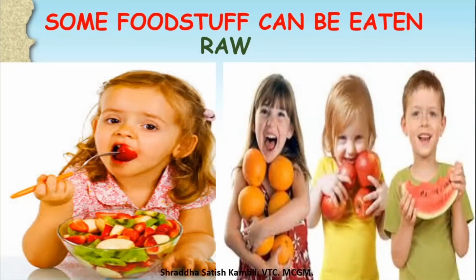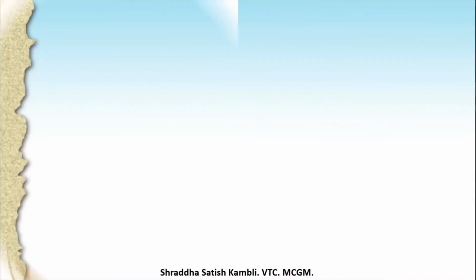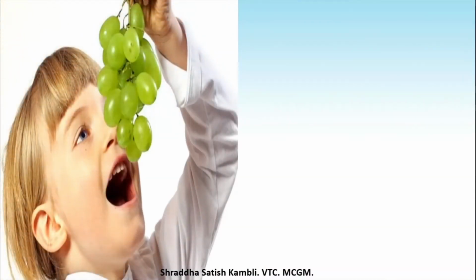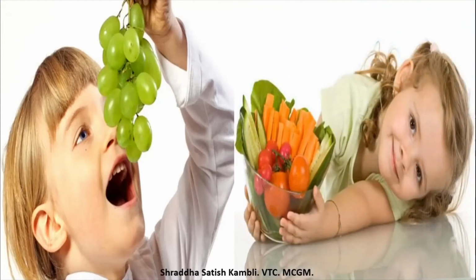See here. Apples and watermelon and oranges, they can be eaten raw. So some foodstuffs can be eaten raw. What about some other foodstuffs here? See, these are grapes, a bunch of grapes. You can just eat them raw, isn't it? Look at the next one. See, what is this girl eating? She's eating lots of carrots and cucumber and tomatoes, and she's going to eat all of them raw.